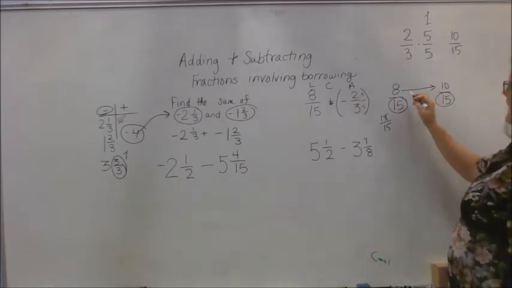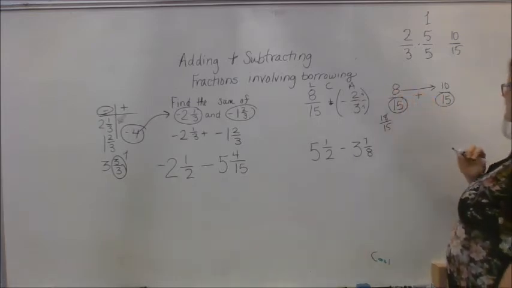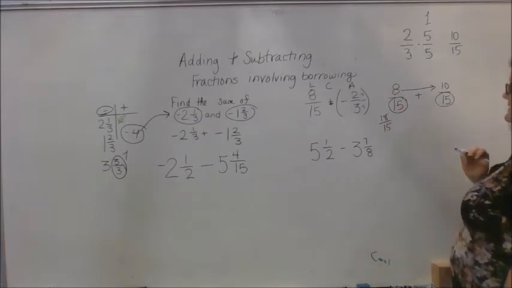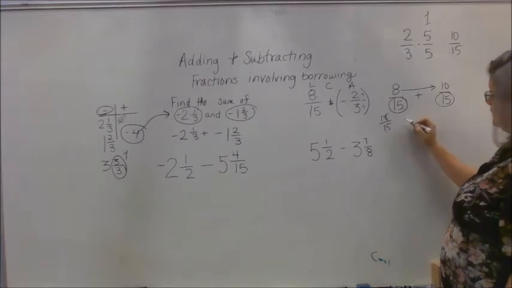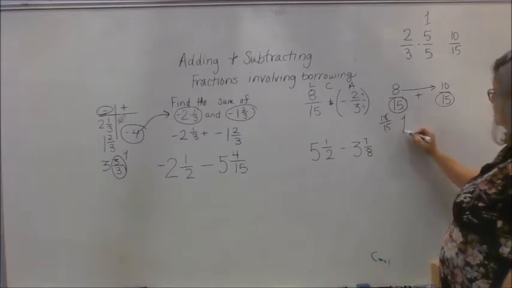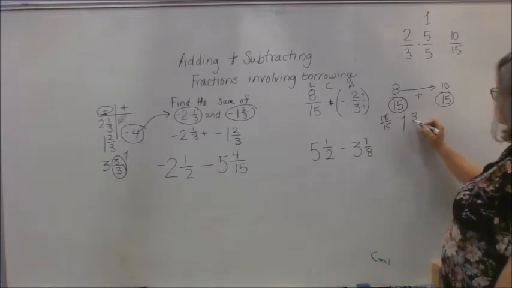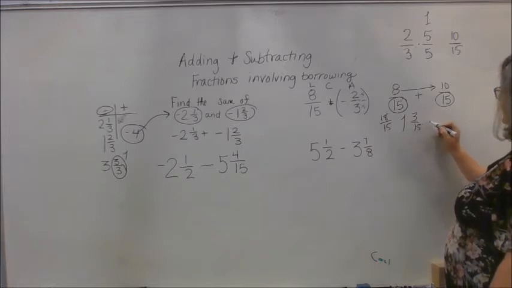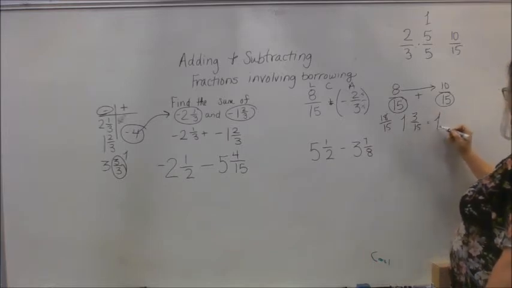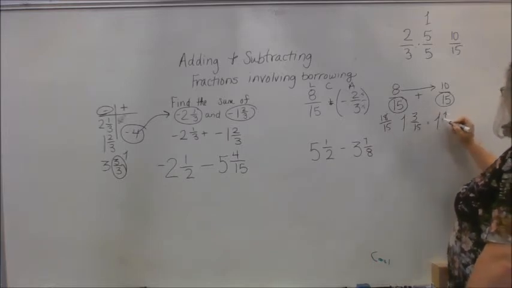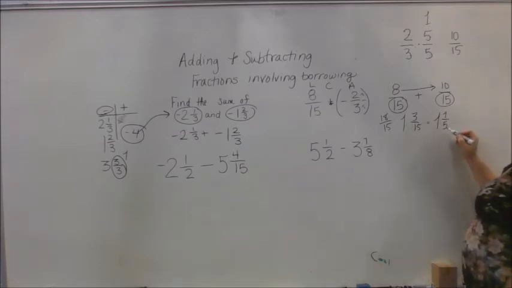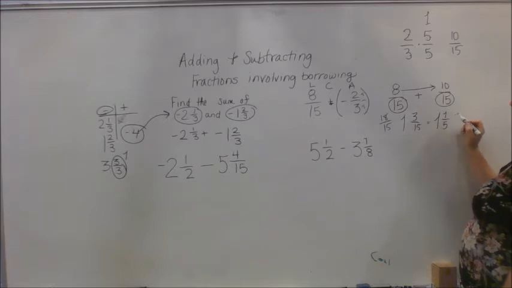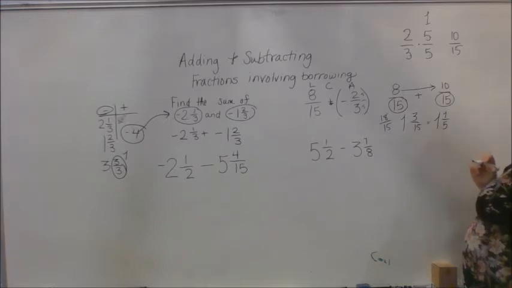We're adding that we got 8 out of 15 pieces in this cake, 10 out of 15 pieces in this cake. So that means we have 18 out of 15, or we have one whole cake with 3 pieces left over out of 15, which equals one whole cake and 1 out of 5. If the cake were cut into 5 pieces, you would get one big slice for this one. So that's the answer there.